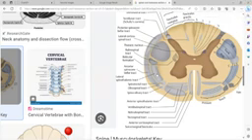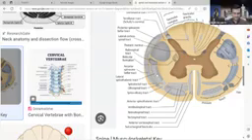Sir, can the same function be lateral also? Yes. The spinothalamic tract is especially made for this function.